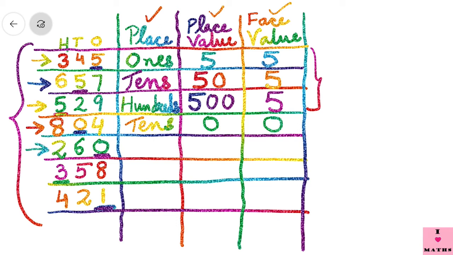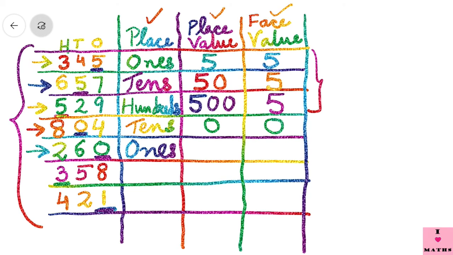In the number 260, again 0 has been underlined. Here 0 is standing at ones place, so I will write ones in place. Since its value is 0, in place value also I am going to write 0, and in face value also it looks like 0, so face value is 0.